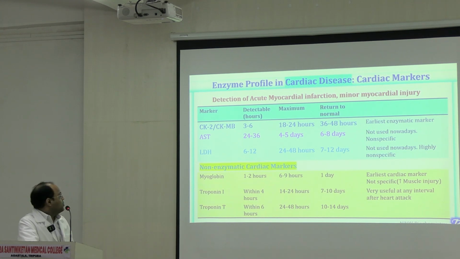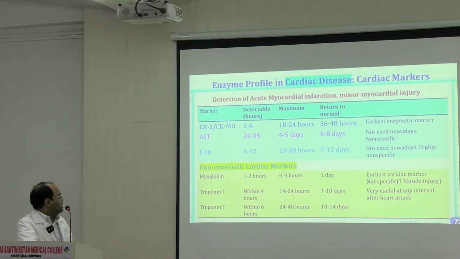CKMB is detectable early, at 3 to 6 hours, reaches maximum value in 18 to 24 hours, and returns to normal after 36 to 48 hours. This is the earliest enzymatic marker to come into blood. And if you see the non-enzymatic cardiac marker, you can see myoglobin. Myoglobin is raised 1 to 2 hours after heart attack, reaches maximum value in 6 to 9 hours, and returns to normal after 1 day or 24 hours. This is a non-enzymatic marker.